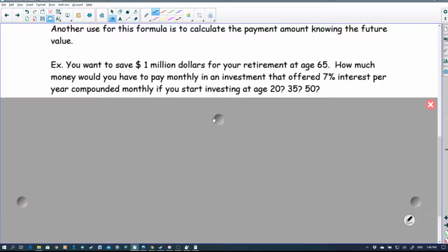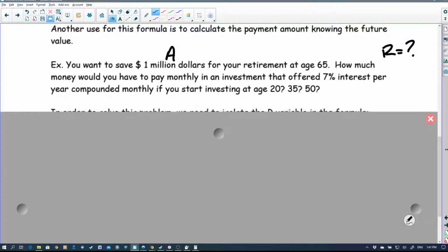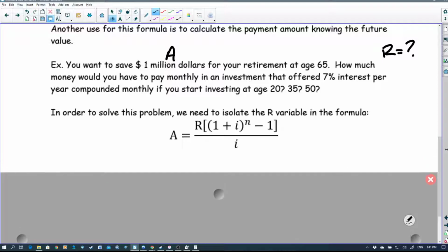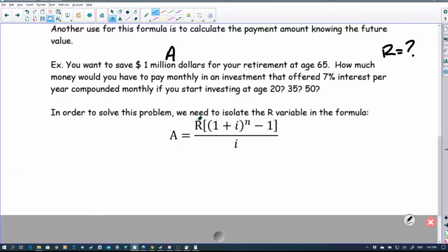And in a case like this, I'm telling you the final amount. We don't know our regular payment. Can we take this formula and rewrite it to get R by itself? And the answer is obviously yes.